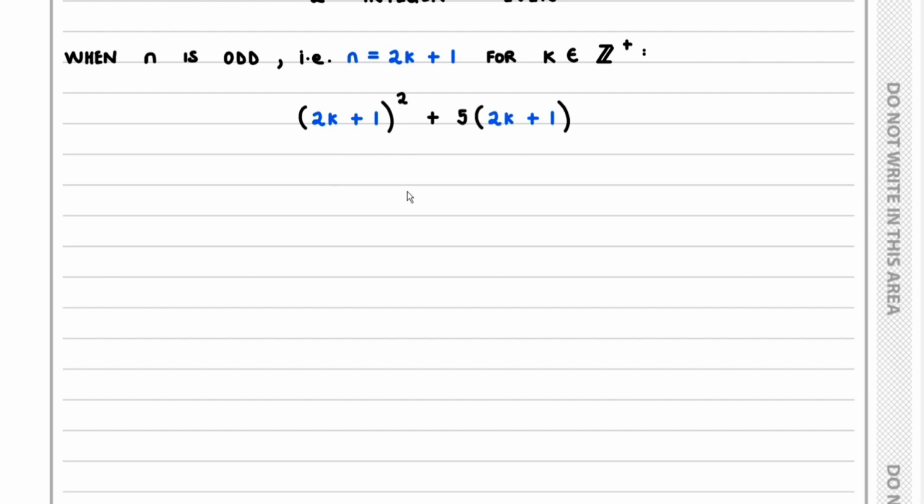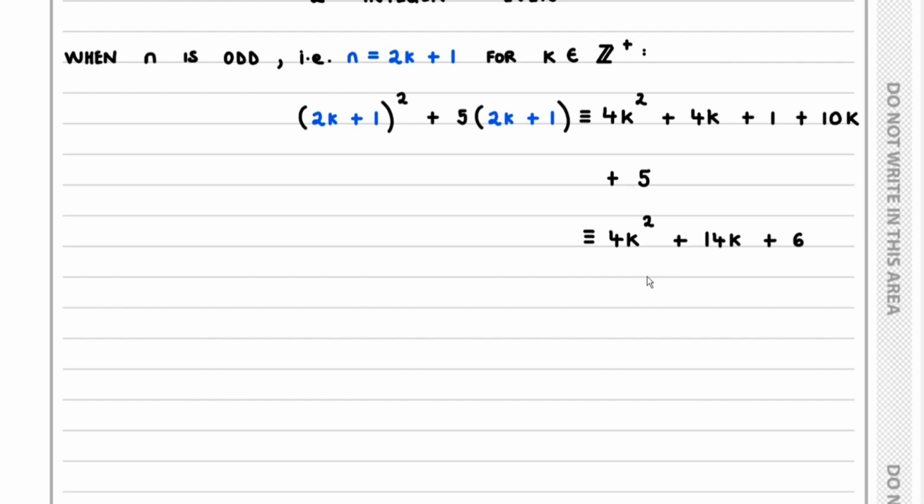Similarly, when n is odd, that's to say that n is equal to 2k plus 1 for some positive integer k. Replacing n with 2k plus 1, I have 2k plus 1 squared plus 5 lots of 2k plus 1. And if I expand and simplify, well, 2k plus 1 all squared would simplify to 4k squared plus 4k plus 1. And then I add on to this 10k plus 5. And if I simplify by adding the 5 and the 1, and the 4k with the 10k, I end up with 4k squared plus 14k plus 6.